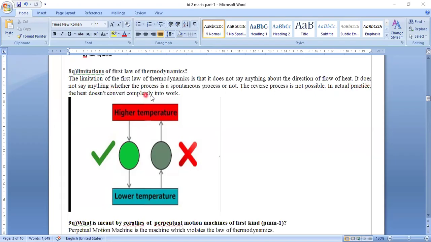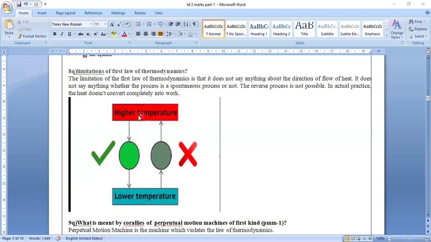It does not say anything about whether the process is spontaneous or not. It is also not talking about the process. The reverse process is not possible here, so that is one of the limitations. In actual practice, heat does not convert completely into work. Some internal energy is taken.